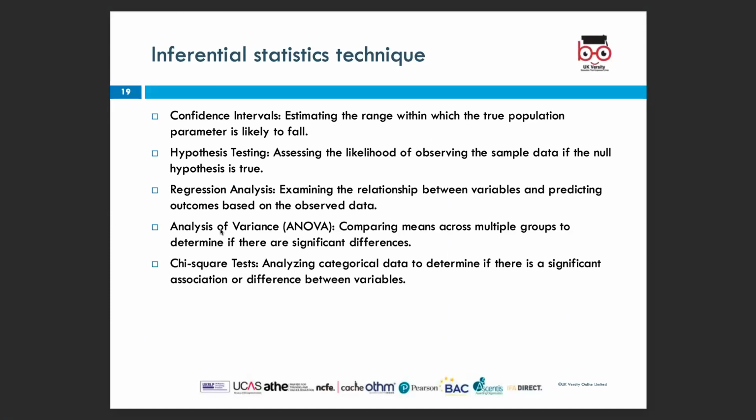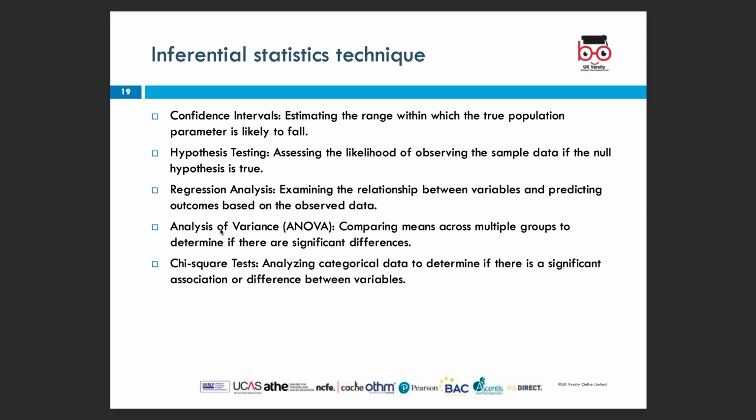Next topic is inferential statistics techniques. So we have confidence intervals. What is that? Estimating the range within which the true population parameter is likely to fall. We have hypothesis testing, assessing the likelihood of observing the sample data if the null hypothesis is true. So obviously we looked at what hypothesis testing is, and then we saw the null hypothesis and everything. We have regression analysis, examining the relationship between variables and predicting outcomes based on the observed data.